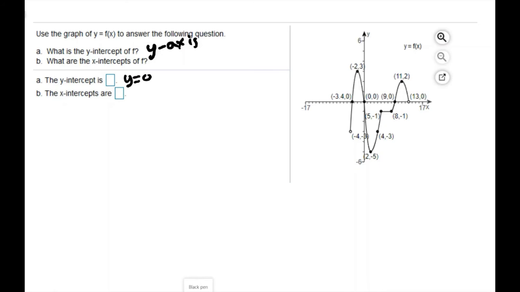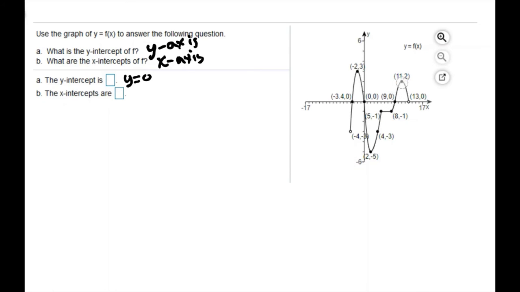Then we want to answer the other part, which is what are the x-intercepts? An x-intercept is where the graph crosses the x-axis. So the x-axis is this horizontal axis here. And I notice that if I follow the graph, it crosses that x-axis here at -3.4. The graph then crosses the x-axis again here at (0, 0). And it crosses again at (9, 0).